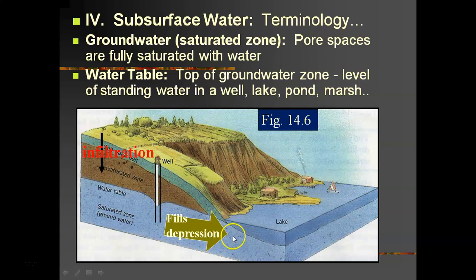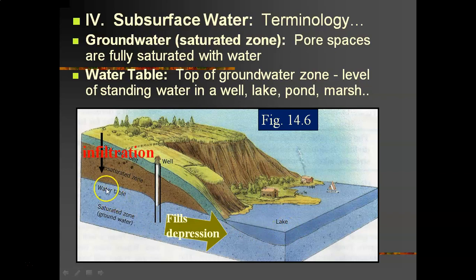Or if you've got a depression, again, you've got what's called positive pore pressure, when all the pore spaces are full, and it's going to build up pressure. So you've got a depression, right? And any area below the water table where the pores are saturated, it's going to fill in that depression. So you can see the level of the water table just by looking at the level of a lake or a pond or a marsh.